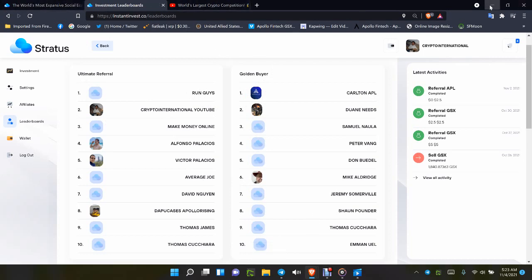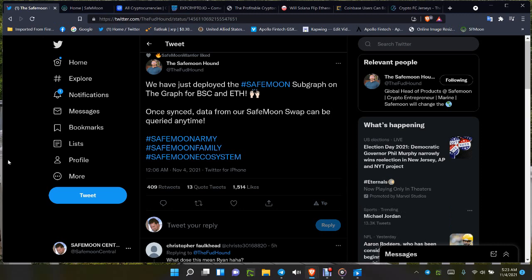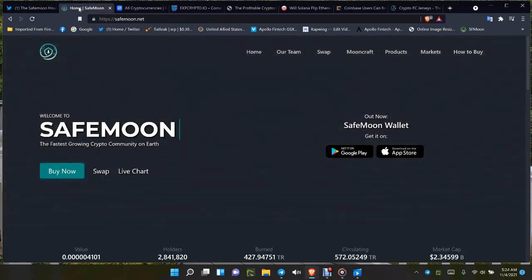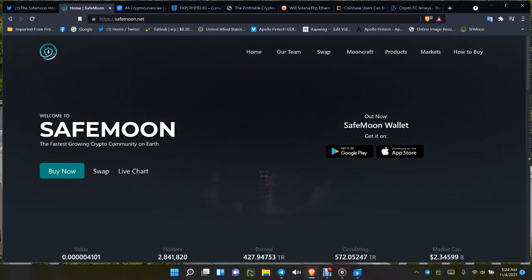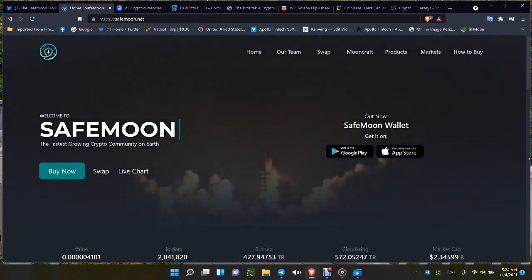So that's cool. Now, this is the thing I was telling you about with his tweet, SafeMoon Hound: we have just deployed the SafeMoon subgraph on The Graph for BSC and ETH. Once synced, data from our SafeMoon swap can be queried anytime. And he gave his answer that I gave you just a little while ago. SafeMoon is about to, how can I put it, they're lining up the stars to get everything out there. And if you've got patience, it'll work. Because you've seen they've come out with a SafeMoon wallet in both app stores.